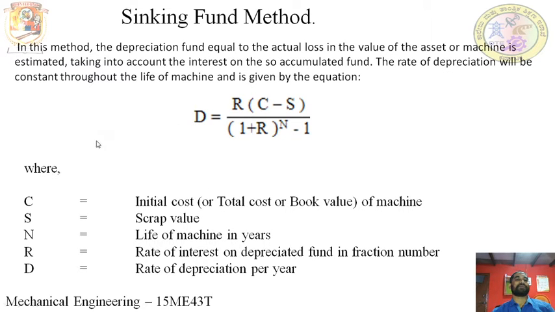Sinking fund method. In this method, the depreciation fund is equal to the actual loss in the value of the asset or machine, estimated taking into account the interest on the accumulated fund. The rate of depreciation will be constant throughout the life of the machine and is given by the equation. In this method, the rate of interest is applied on the fund. So depending upon that, the depreciation fund is collected. It is given by the formula.